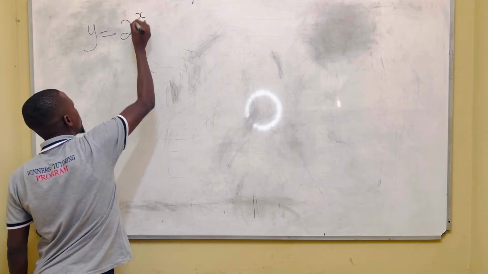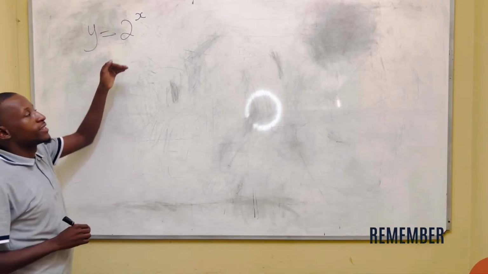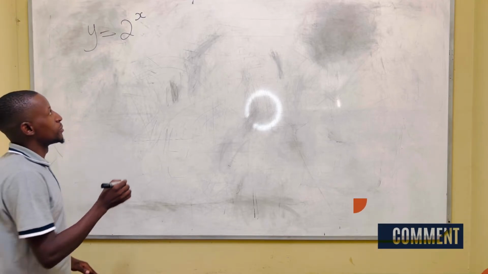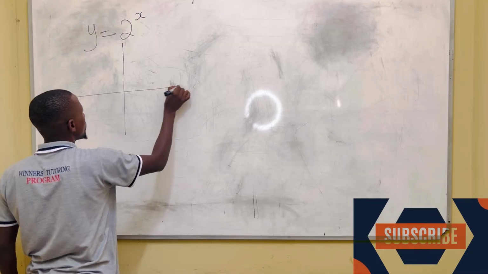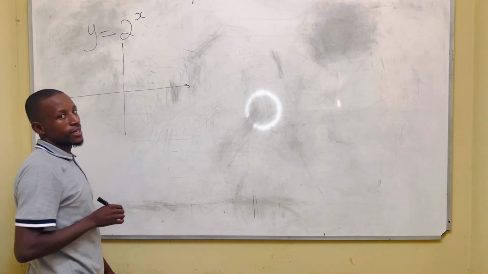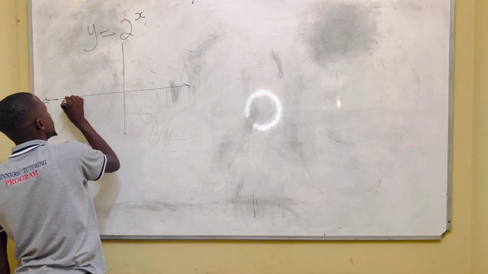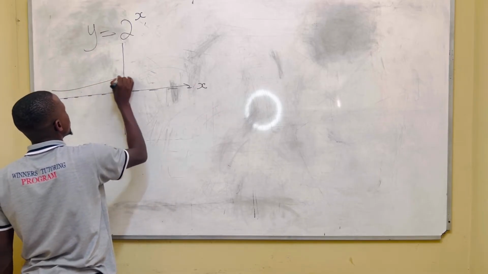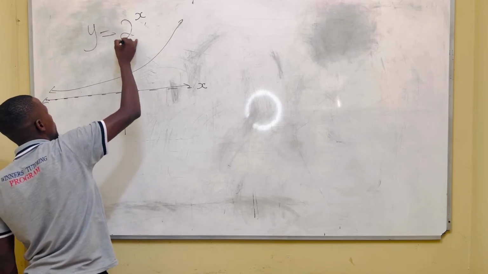Let's assume you are given something in this way. Then they ask you to find the equation of the inverse. But before we find the equation of the inverse, let's check the shape of this graph. We know that the shape of this graph, the fact that we don't have q, means our asymptote will be the x-axis. Then it's an increasing function because the value of b is greater than 1.